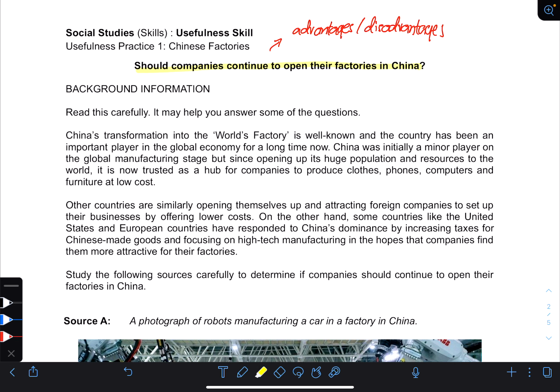So in this background information, what we'll see is China's transformation to the world factory. The world factory here means that it basically produces the goods for the rest of the world. It's well known, and the country has been an important player in the global economy for a long time now. China was initially a minor player. Minor player means it wasn't very important on the global manufacturing stage, but since opening up its huge population and resources to the world, it is now trusted as a hub. That means everybody wants to come to China. All these companies want to go there to produce goods like clothes, phones, computers, and so on. The important thing I want to stress here is that China offers low cost. In other words, it is cheap to do business in China.